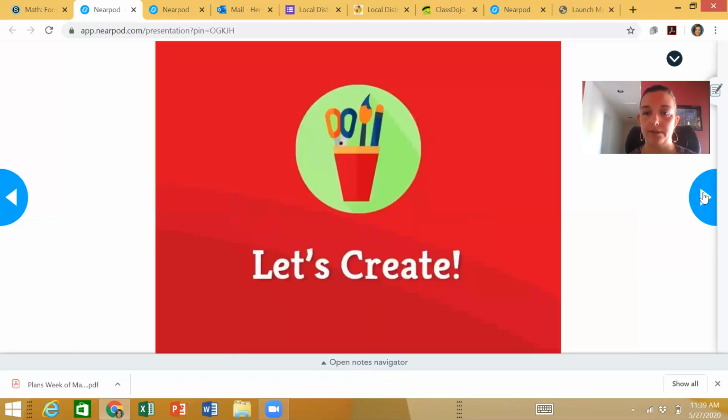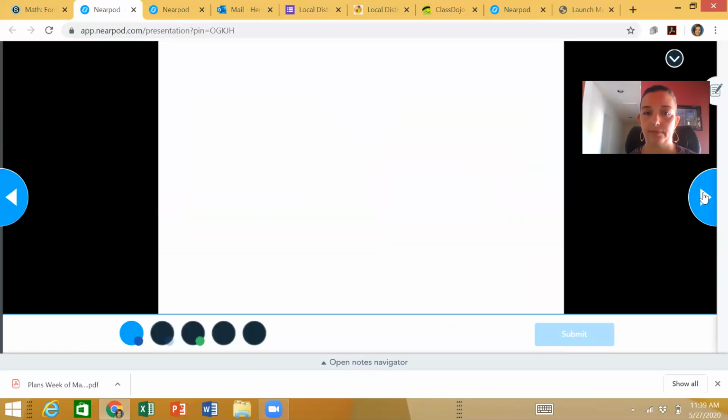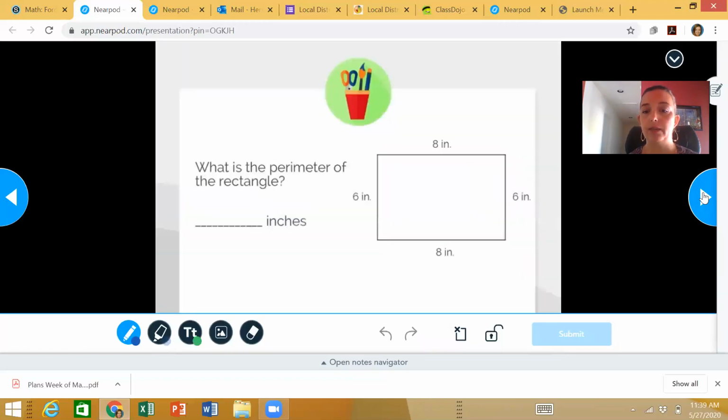Let's create. All right, so these are going to be in the form of draw it. So you are going to actually draw your answer into the slide, and then you're going to need to click submit. So this says, what is the perimeter of the rectangle?